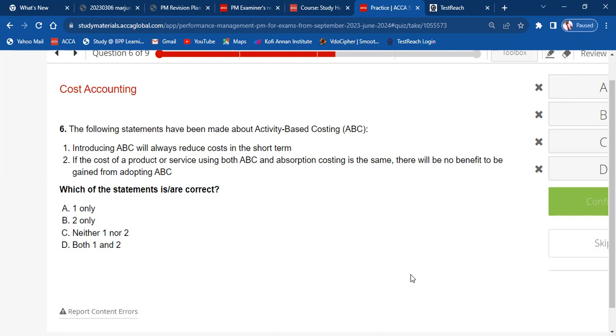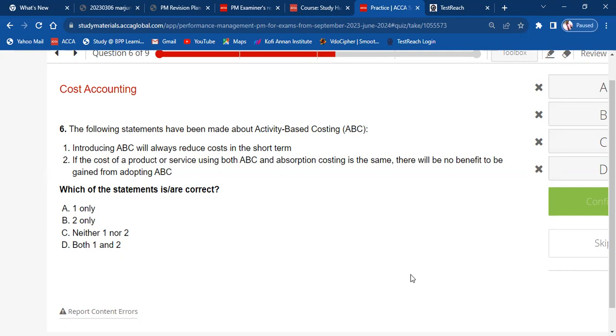Statement 2: if the cost of a product or service using both ABC and absorption costing is the same, there will be no benefit to be gained from adopting ABC. Of course, ABC is expensive to run. So whether I do traditional absorption based on machine hours, labor hours or production volumes, or I do ABC, and the results are the same, then of course there's no benefit to be gained from adopting ABC. It would be a complete waste of time. So that statement is true.